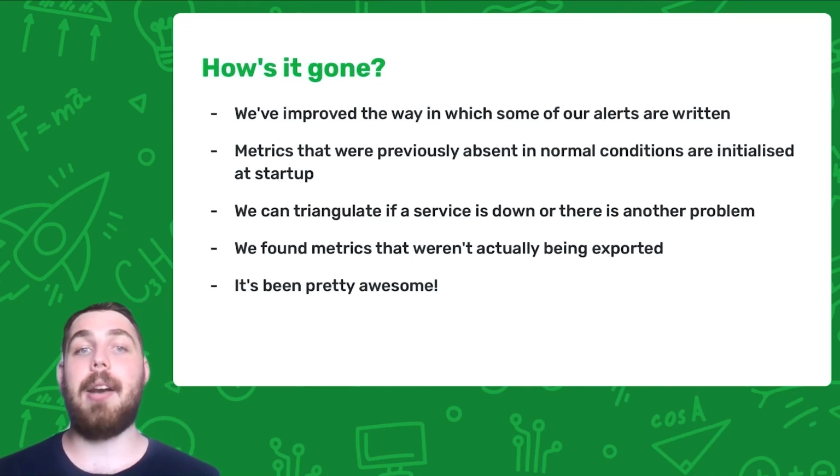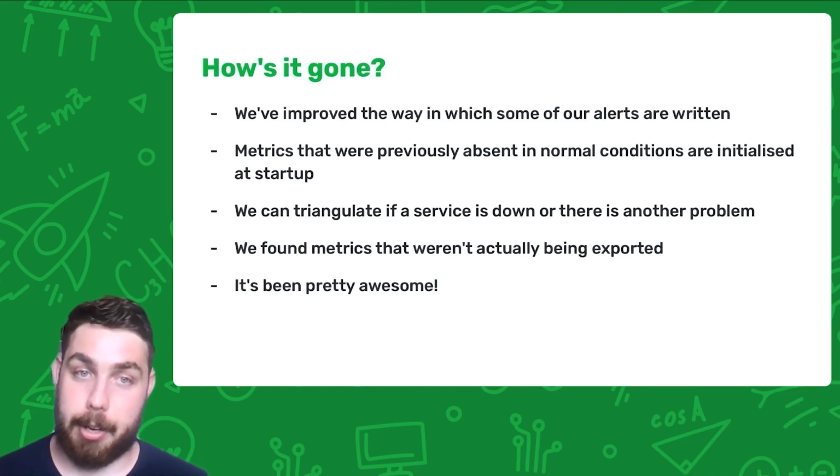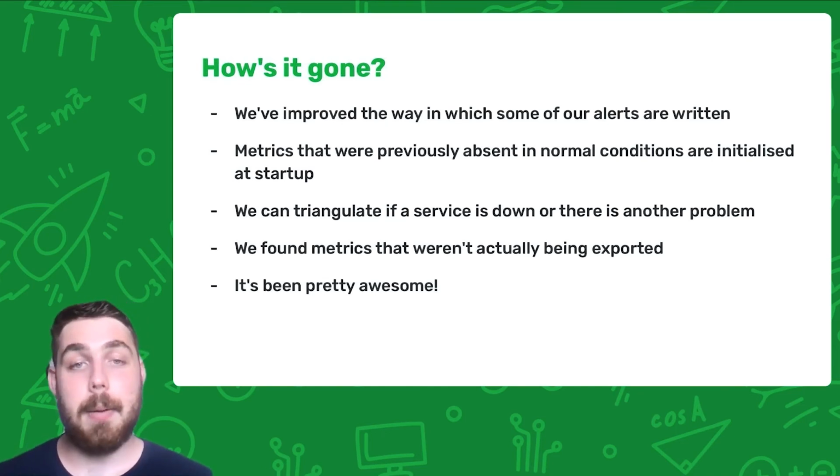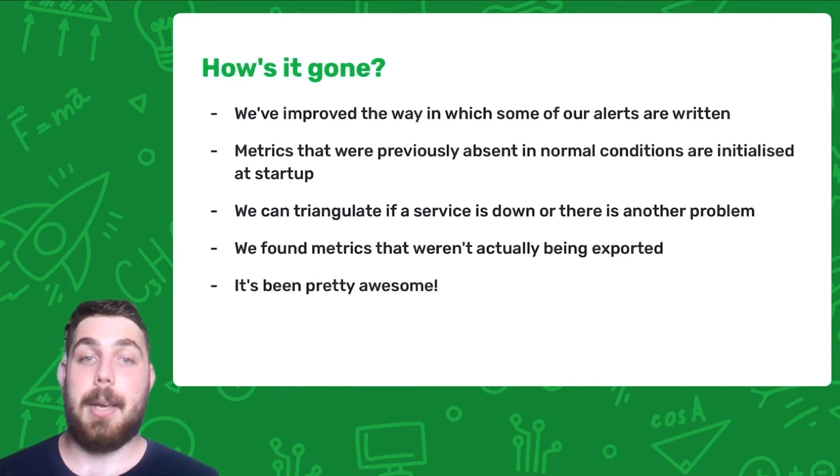And finally, we found metrics that weren't being exported. So Stile is 100% in AWS, and some of the metrics we want have to be exported from CloudWatch. And every metric costs money, so we only want to export the ones that we really care about. And this is done by configuring the CloudWatch exporter, a separate configuration file. And so somewhere along the lines, we'd changed the CloudWatch exporter config, such that the metrics that it was exporting were different to the ones used in our alerts.